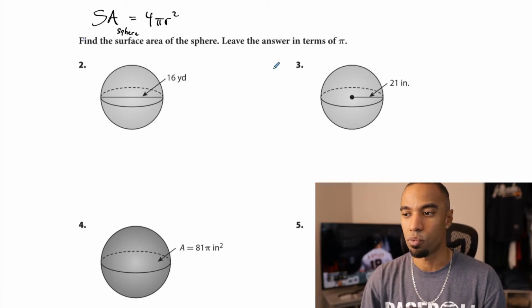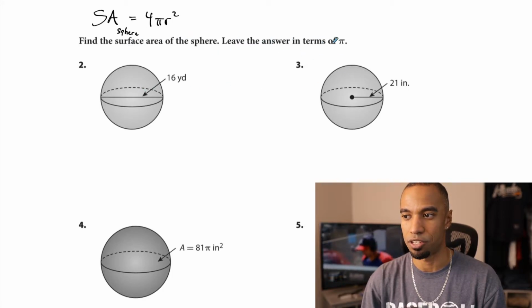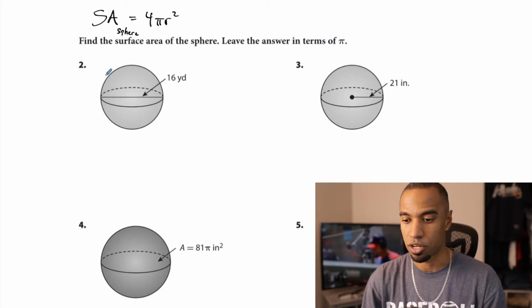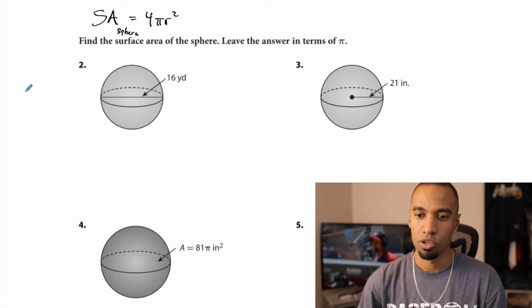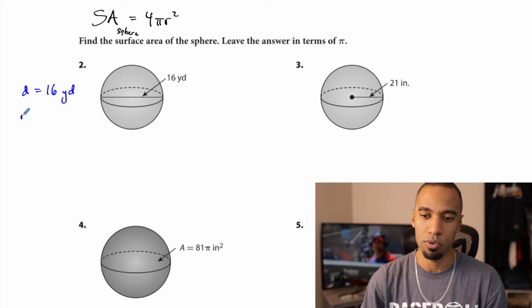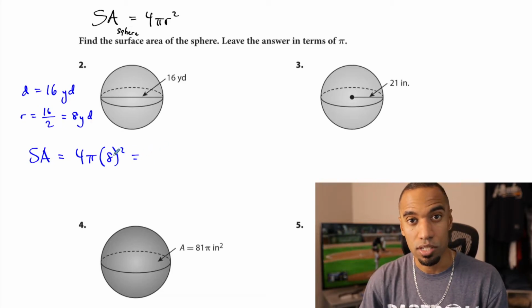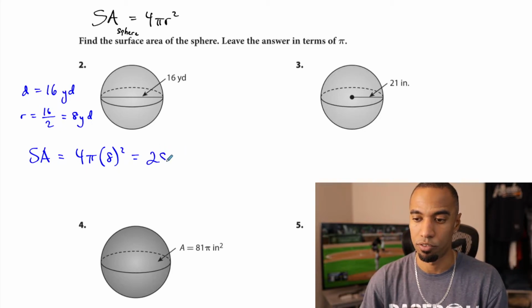All right, so let's start with problems 2 through 5 right here, where we are going to find the surface area of each sphere, leave the answer in terms of pi. It's not necessarily going from easiest to hardest because I see radius given here and I see diameter. So if we have a diameter in number 2 of 16 yards, the radius should be half of that diameter, which is 8 yards. So the surface area of this sphere here is going to be 4 pi times 8 quantity squared. And 8 squared is 64. 64 times 4 is 256.